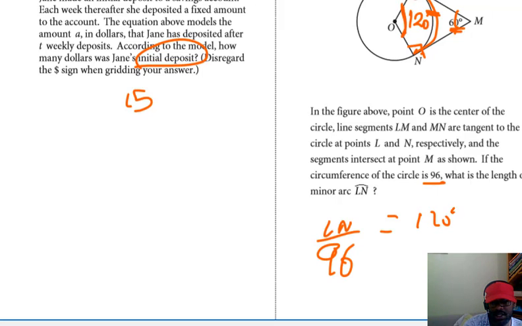So 120 degrees over the total, which is 360 degrees. Take this ratio, so this is going to be 1/3. So LN is 1/3 of 96, which is 32. So LN will be 32.